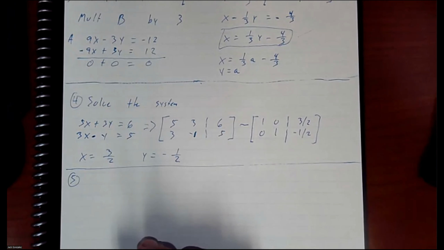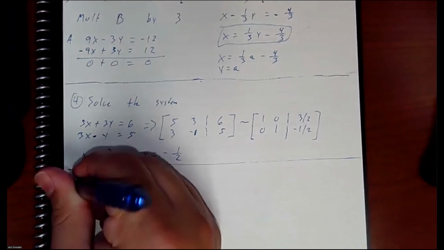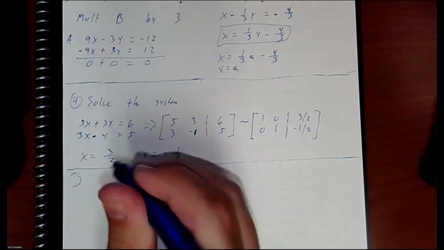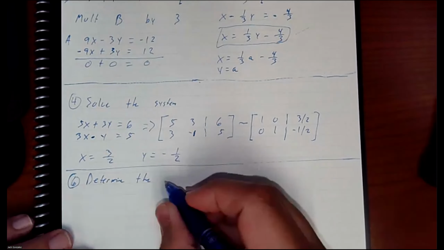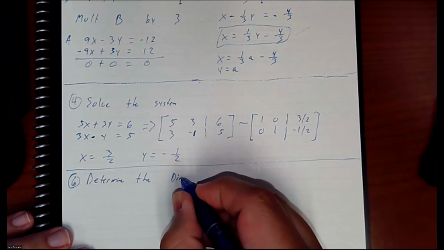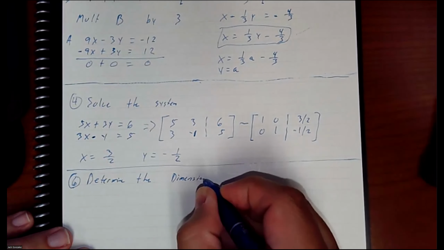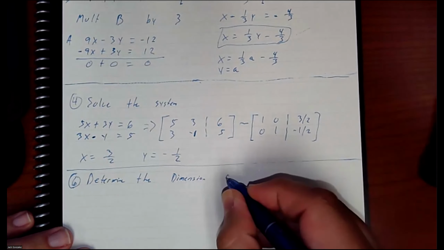Okay, 5 is the same thing, so let's move on. Six, well, that's pretty chill. Determine the dimension of the matrix.